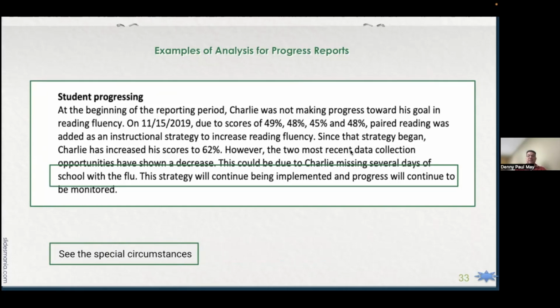And the 2 most recent data collection opportunities have shown a decrease, but we would say, okay, he'd missed several days of school with the flu. So that's the explanation of why we saw a dip after an increase. Then we saw a dip based on what's going on, special circumstances in the student's life.